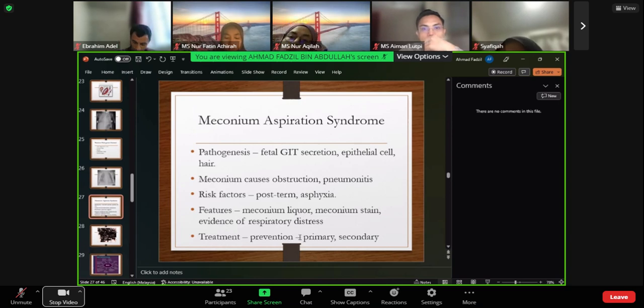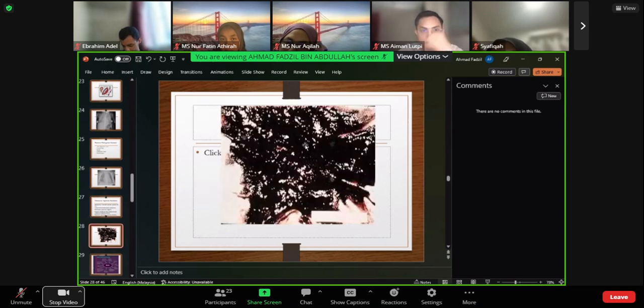One, the liquor has to be meconium stained, and then there is respiratory distress. Treatment is more of prevention, preventing the child from passing motion inside the intrauterine space, or, when there is meconium liquor, preventing the meconium from being aspirated into the lung during delivery. And you see this meconium. This is one of the very severe types of meconium, very thick. Imagine this going into the lung. You can imagine the damage it will do to the lung: obstruction, and also inflammation of the lung, pneumonitis.